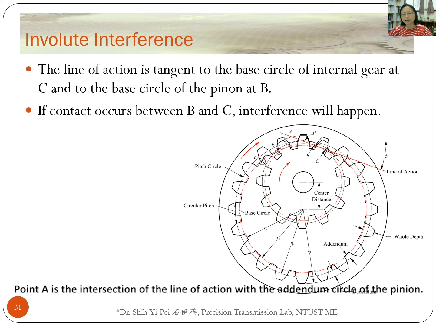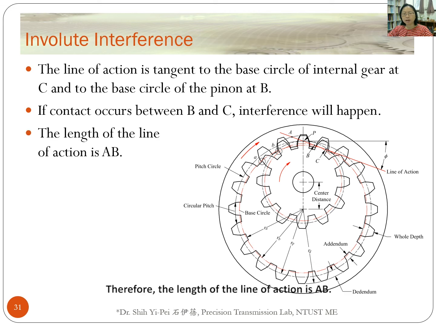Point A is the intersection of the line of action with the addendum circle of the pinion. Therefore, the length of the line of action is AB. To avoid the interference, the addendum of the internal gear shall not extend beyond point B.